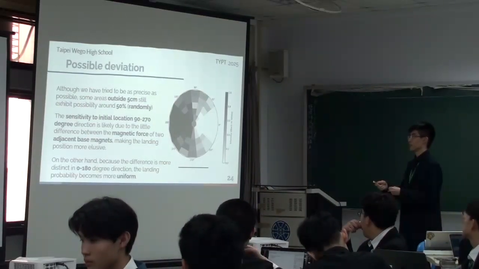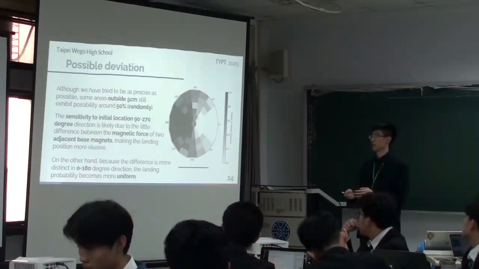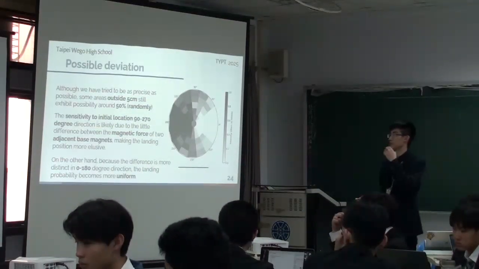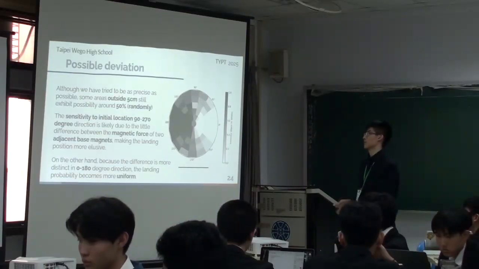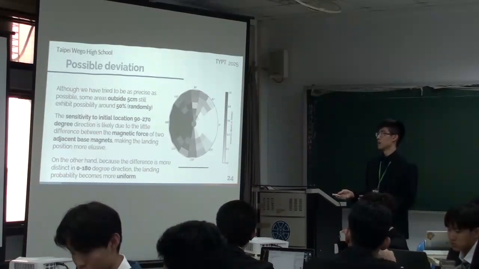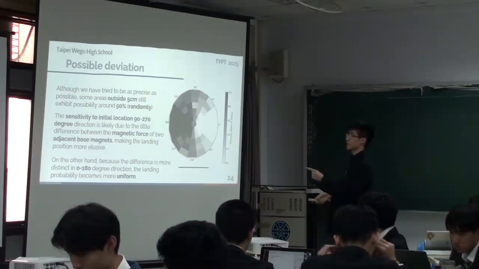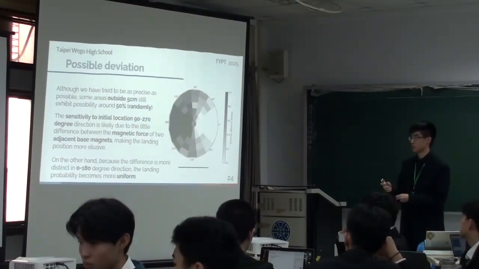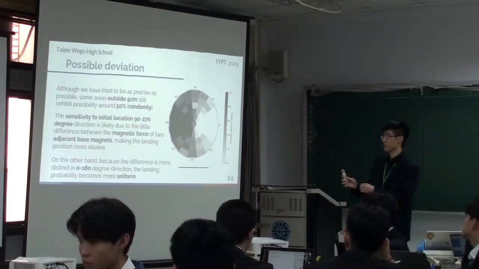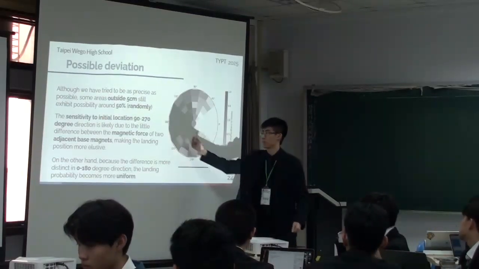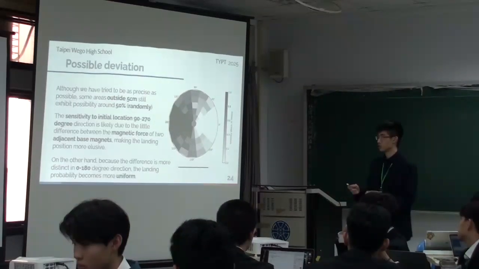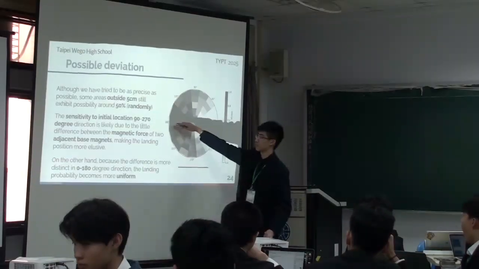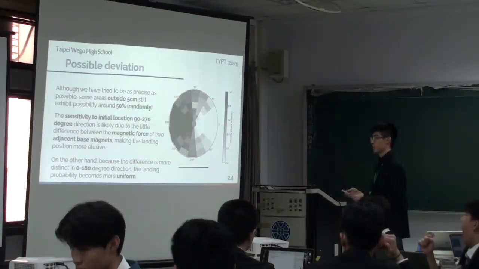So although we have tried to be as precise as possible, some areas outside 5 centimeters here still exhibit a probability of around 50%, which means it's kind of random. The sensitivity to initial location in the 90 degrees to 207 degrees directions is likely due to the little difference between the magnetic forces of the two adjacent base magnets, which are placed in these two places, making the landing positions more elusive. On the other hand, because the difference is more distinct in the 0 and 100 degree directions, the landing probably becomes more uniform.